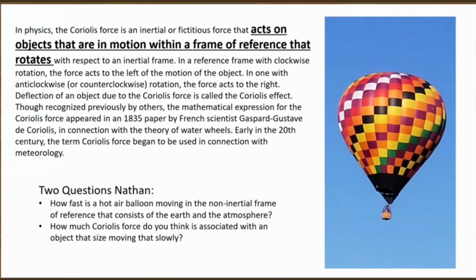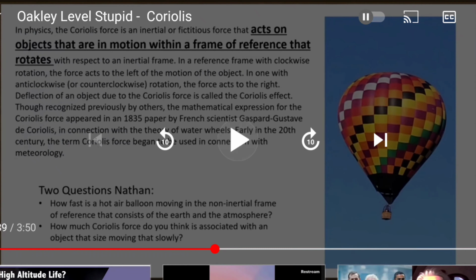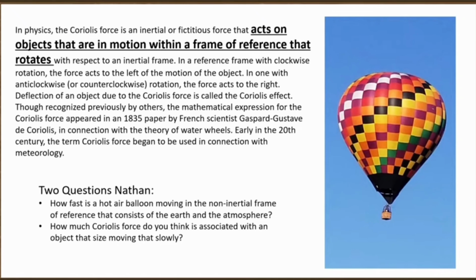That is ridiculous. So, if y'all would listen, Nathan won't budge on this argument because he's telling you what actually happens in real life with spinning non-inertial reference frames. With you idiots. The Coriolis force is an inertial force that acts on objects that are in motion within a frame of reference that rotates. I've got 2 questions for you, Nathan. How fast is a hot air balloon moving in the non-inertial reference frame that consists of the Earth and our atmosphere? Nathan does not claim that it's a non-inertial reference frame because it is not a non-inertial reference frame.